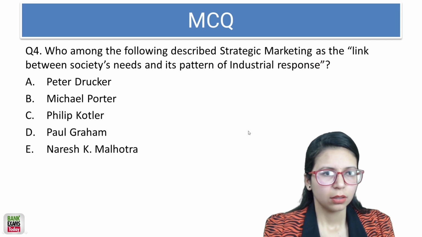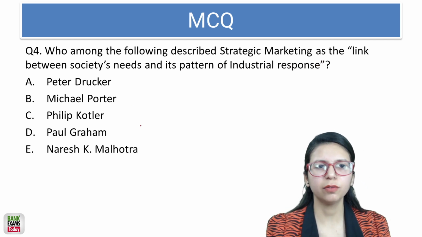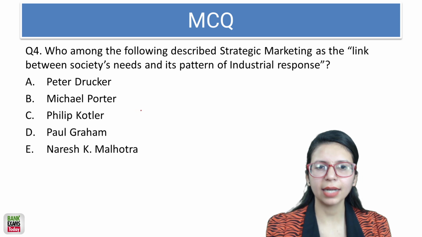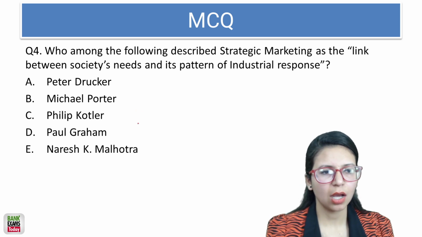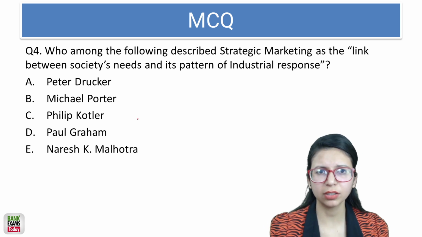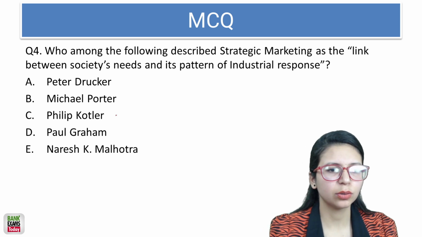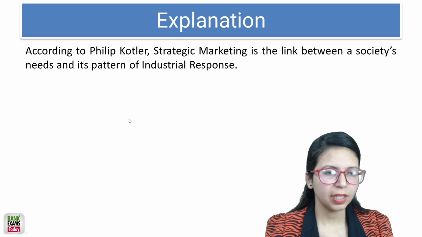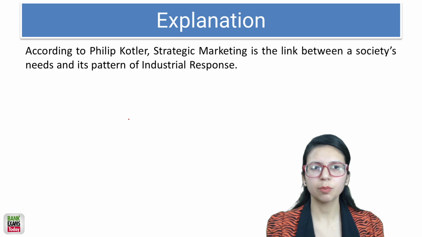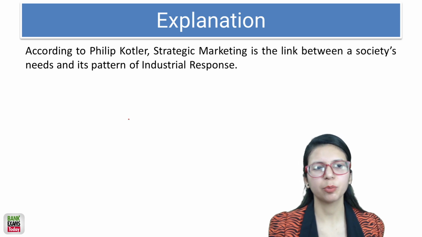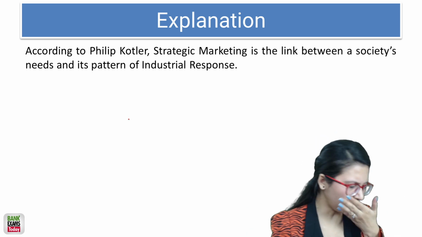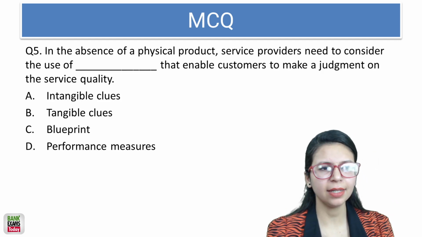Now, next: who among the following described strategic marketing as the link between society's needs and its pattern of industrial response? What can be the expected answer for this? You might be just guessing. So the answer is Philip Kotler. According to Philip Kotler, strategic marketing is the link between what society needs and what the response is. Let's move on to the next question.